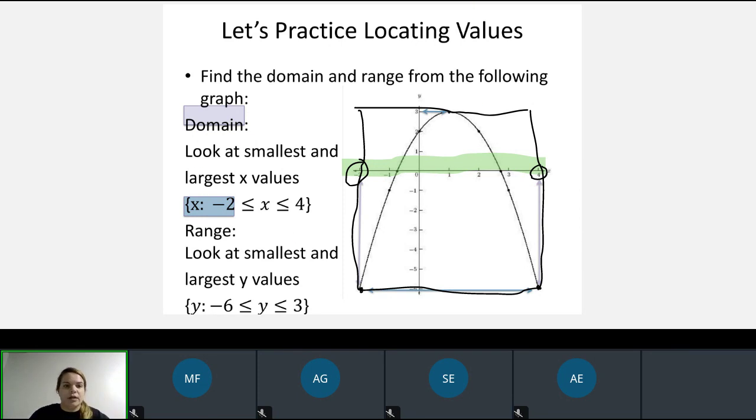Our range is where we look at the top and the bottom. Okay, so we look at the smallest and the largest Y values. So we've got -6 and 3. So we stop down here, our 2 endpoints stop at -6. And then our function goes all the way up to 3, and then it comes back down. So our range would be all the values for Y that are between -6 and 3. Questions about any of that?